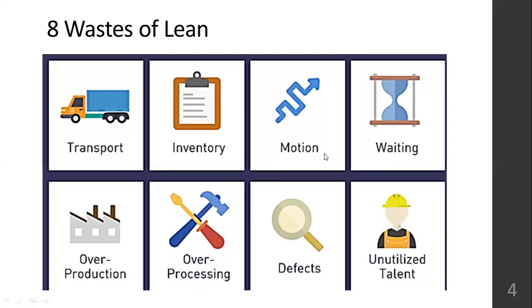Then over processing: doing more work, adding more components, or having more steps in a product or service than is required. Like in the admission process. An admission process should hardly take 15 to 20 minutes. That's it. But if you have too many steps involved in the admission process, it can take up to about 1 hour. Over processing is done.